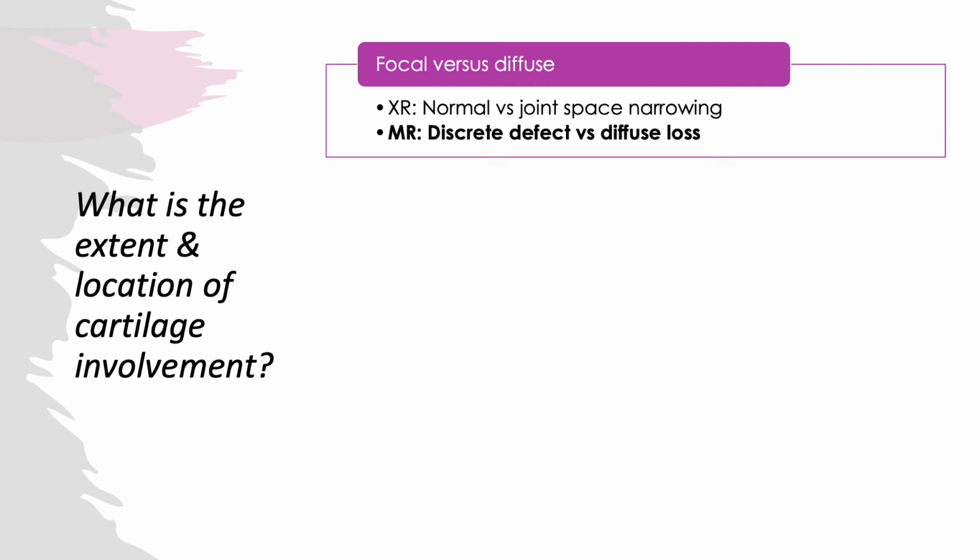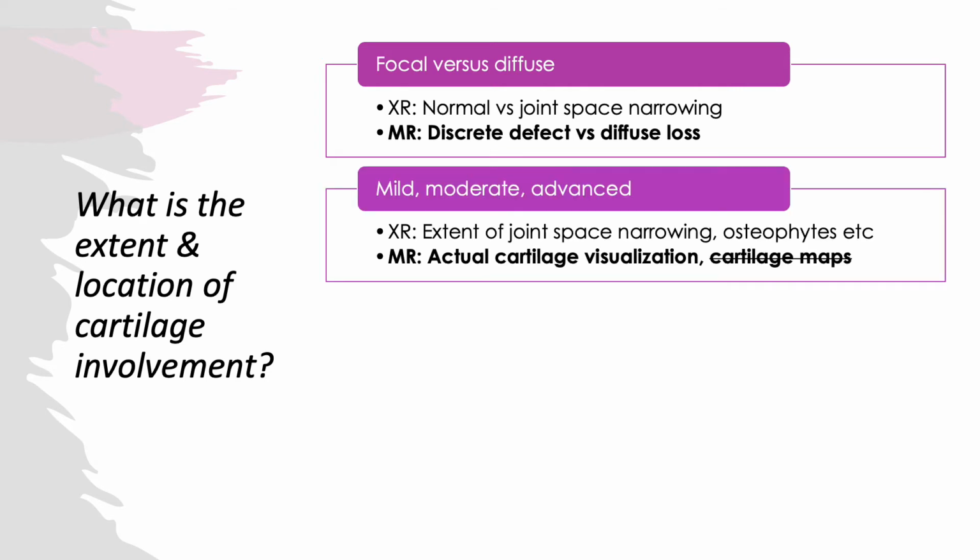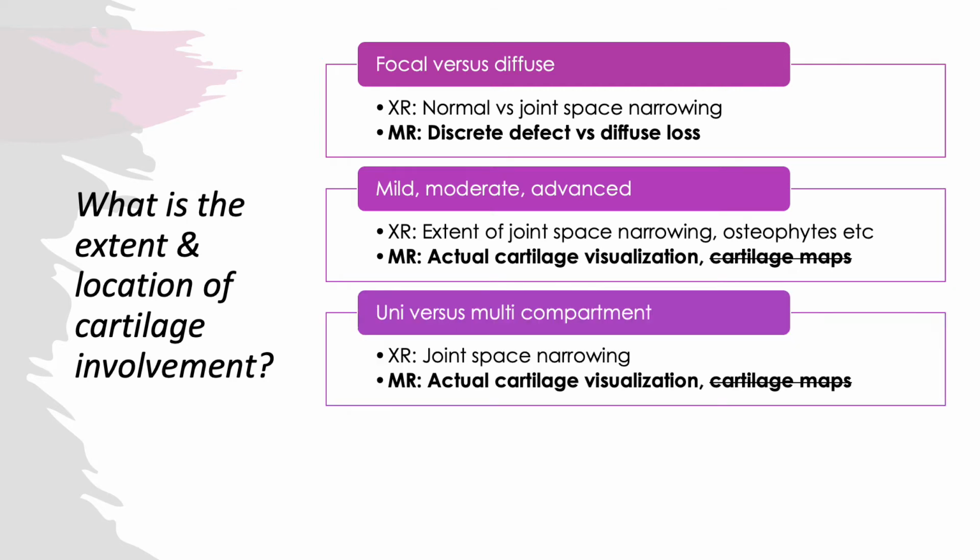If you have joint space narrowing, one would indicate that there is cartilage loss, whereas on an MRI one can actually discretely identify the loss of cartilage as opposed to just assuming there is cartilage loss based on joint space narrowing. We can grade cartilage loss as mild, moderate, and advanced based on the degree of joint space narrowing on an X-ray, but on MRI we can actually see the extent of cartilage loss.